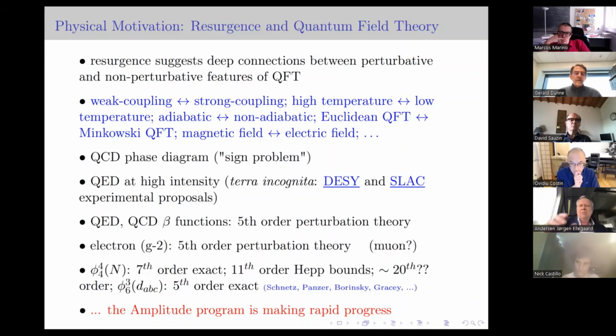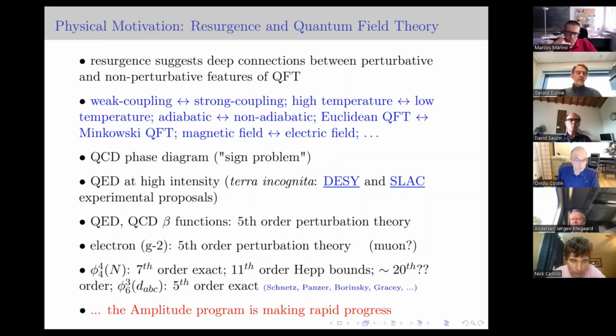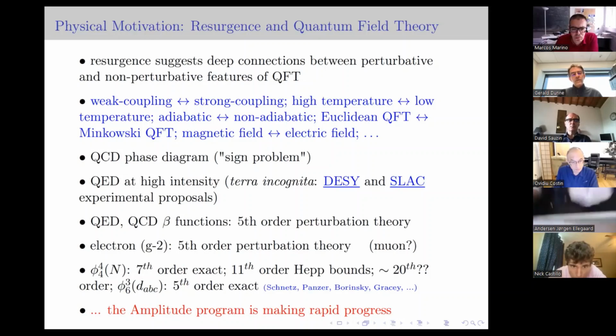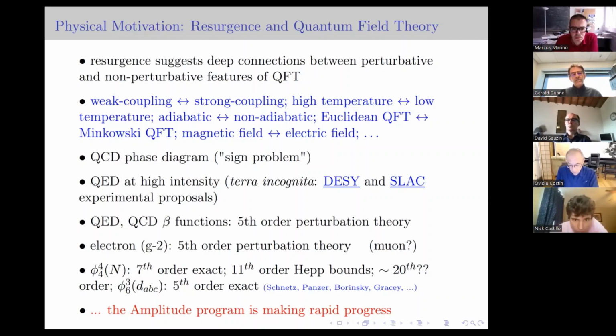When we come to other field theories, non-gauge theories, let me list some things about some scalar theories. Phi-4 theory in 4 dimensions with, say, an O(N) symmetry: the anomalous dimensions and beta functions are known now to 7th order. There's been great progress in the last, say, 5 years on this. At 11th loop order, there are accurate bounds, so-called HEP bounds.